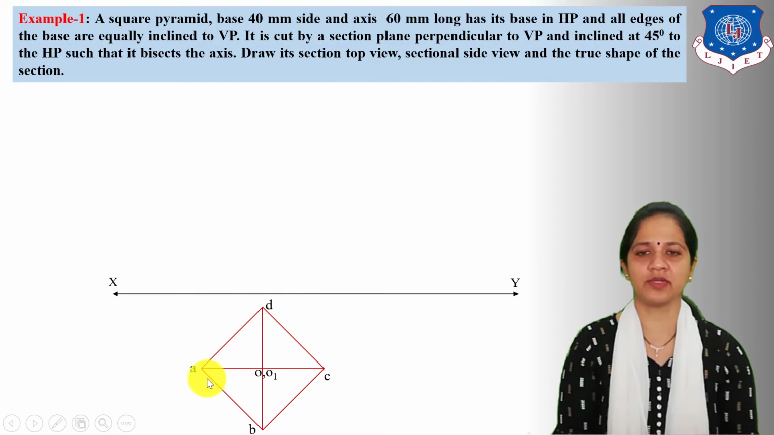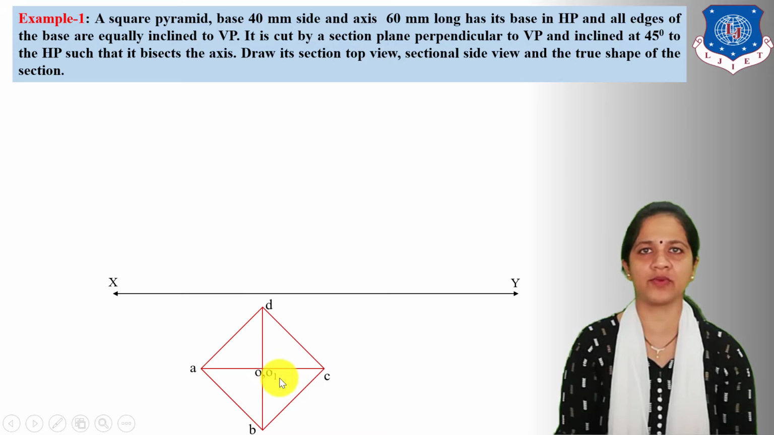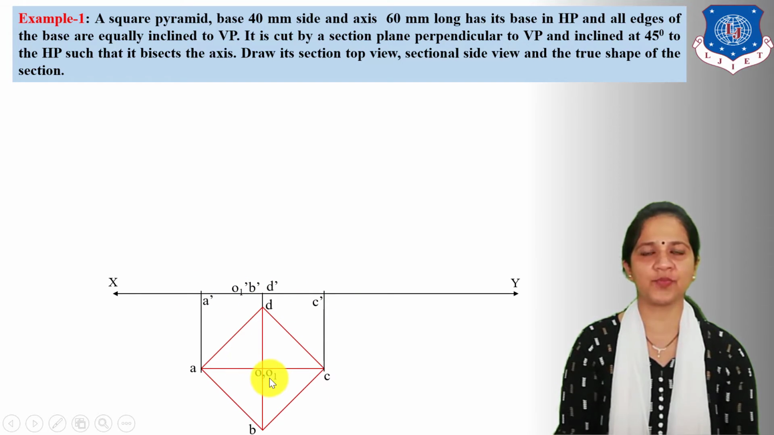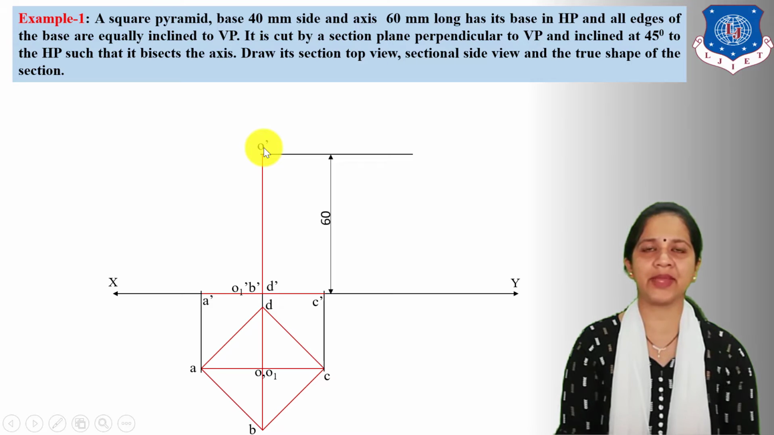Next, draw the front view. For the front view, take upward projection from the ABCD base points and the OO1 axis point. Mark the base points as A dash, B dash, D dash, base center O1 dash and C dash on the XY line, because the square pyramid rests on HP on its base. So the base points are projected on the XY line. Now from the front direction, the base is a straight line, so connect all points as a straight line. From the center point of the base, take 60 mm height and locate the apex point O dash. Next, connect the boundary slanted edges O dash A dash and O dash C dash.